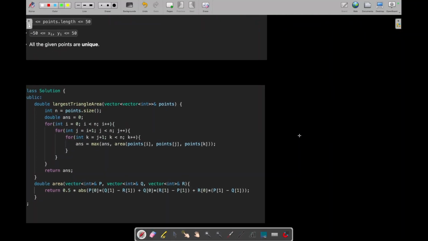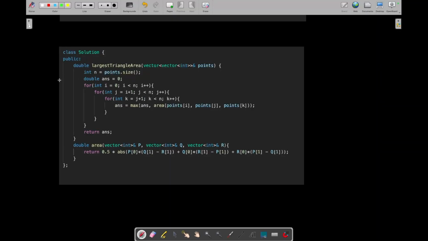Now let's see in the code what your shoelace formula is. We are simply iterating on all the points and trying out all the combinations and maximizing our area. Here we have declared one area function, which is basically taking 3 points and calculating the area of a triangle. So this is the shoelace formula: 0.5 multiplied by the absolute value of P0 times (Q1 minus R1) and so on, using the first coordinate and second coordinate of the 3 points, right? So this is our shoelace formula, and we can simply maximize our area and return it.